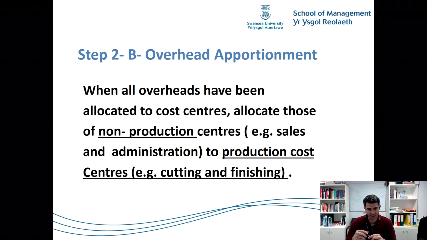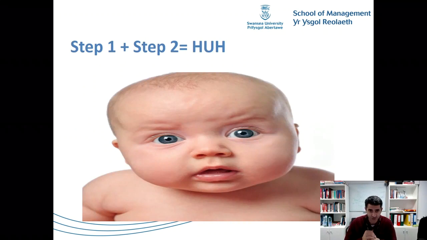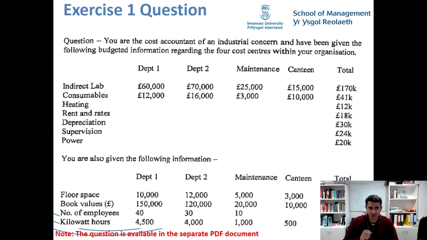Non-production departments such as sales and administration, and production departments such as cutting and finishing. Yeah, so this is what it looks like, guys. Confusing, isn't it? Right, I agree with you. So in order to understand, let's jump to the practice part.